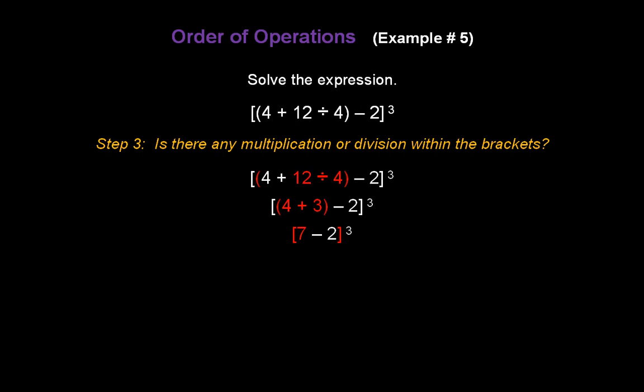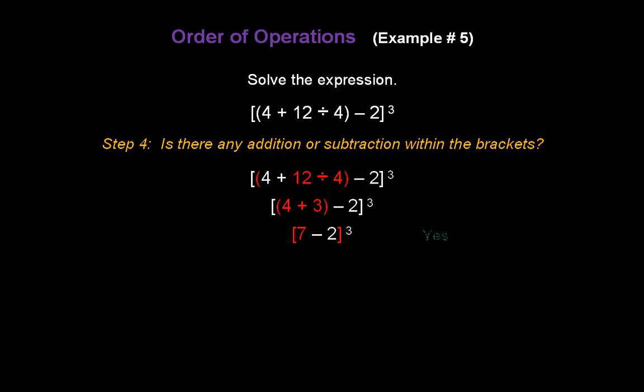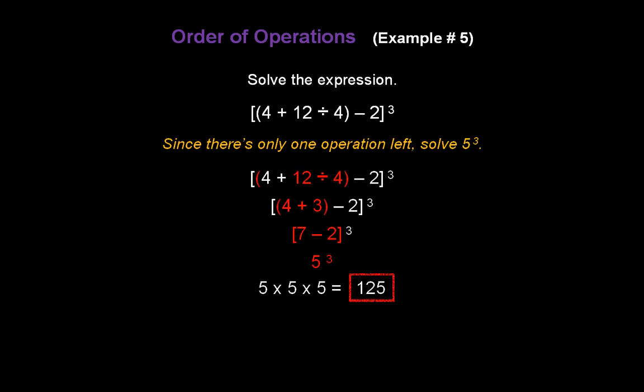Step 3, any multiplication or division within the brackets? Nope. And the final step is any addition or subtraction within the brackets? Yes, there is. We have a 7 minus 2 we need to solve for. 7 minus 2 is 5, so we'll write down now 5 to the third power. Since there's only one operation left, we solve 5 to the third power. 5 to the third is 5 times 5 times 5, and that gives us our final answer of 125.